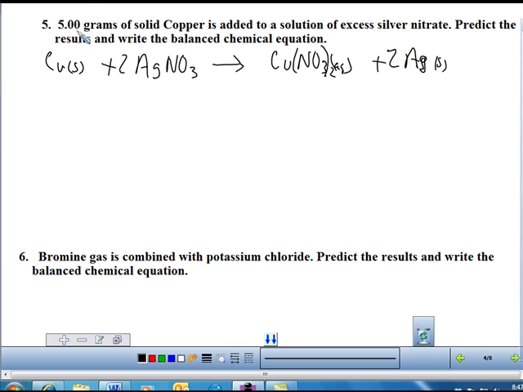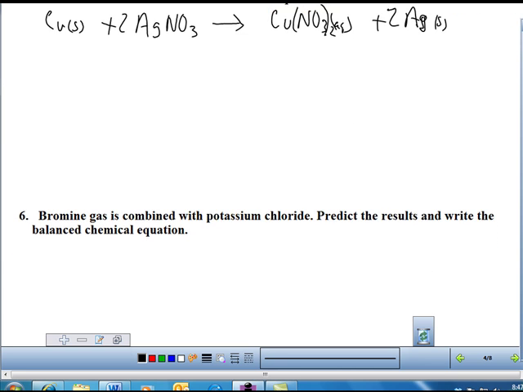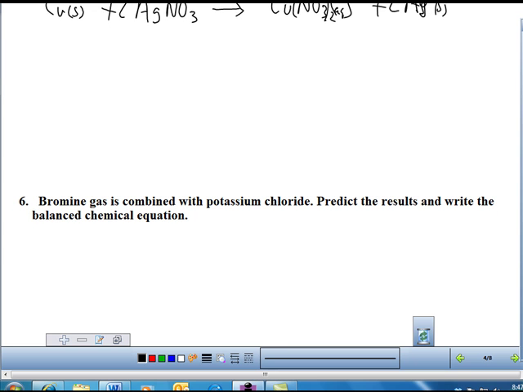So we'll calculate it with the 5 grams here, okay? It says predict the results and write the balanced chemical equation, okay? So it's not asking you to calculate anything here, okay? Now the next question, any questions about that? Activity series again. Copper's higher than silver on the activity series. It's also higher than silver on the periodic table. You have to bring yourself to remember that you need to think activity series, okay?